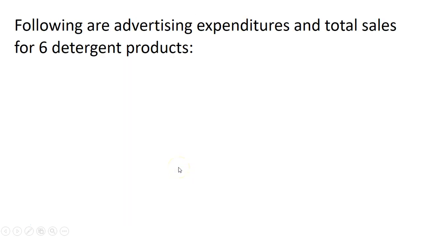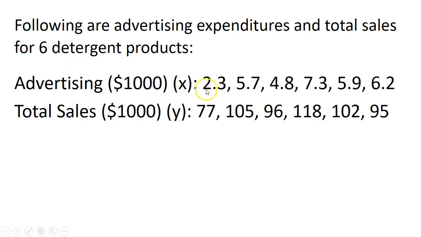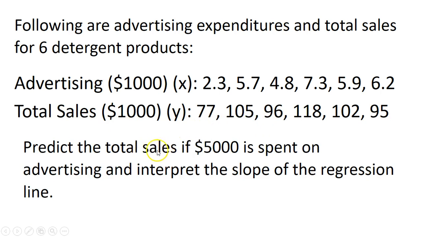So let's look at another example. Following are advertising expenditures and total sales for 6 detergent products, right? This is advertising expenditures and total sales. So, predict the total sales if $5,000 is spent on advertising, and interpret the slope of the regression line.